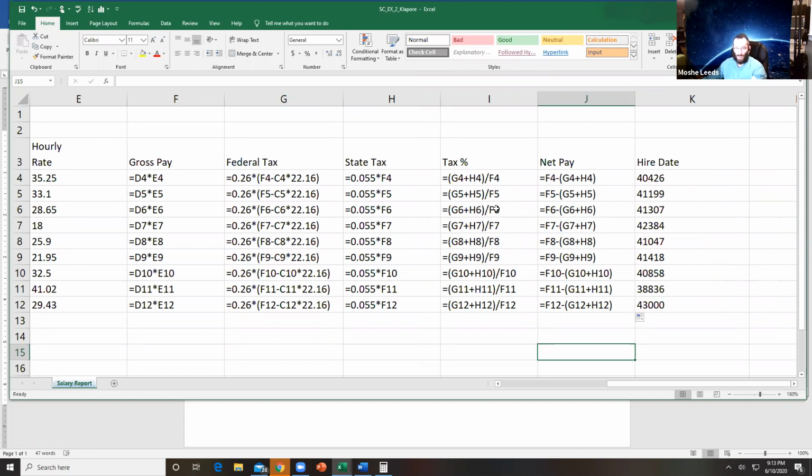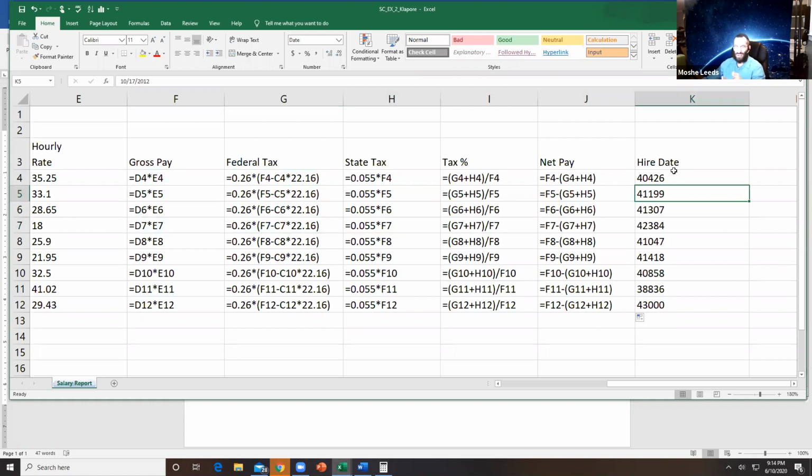And how do I double check the formula? If I click on it, I see G6, which is my federal tax. I want to add also H6, which is my state tax, and I divide it by F6, which is my gross pay. That is the correct formula. And as I click on a formula, it highlights the cells involved.